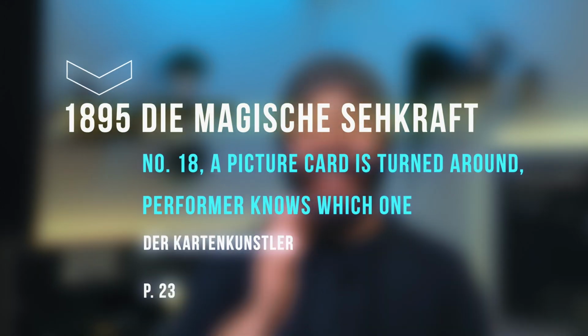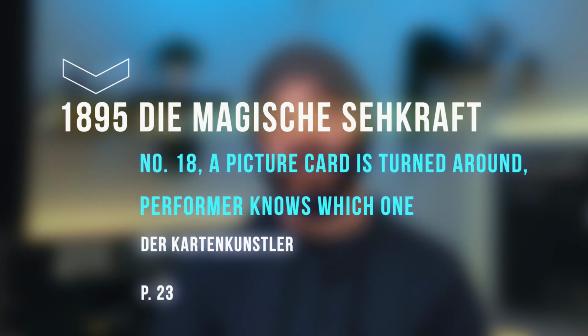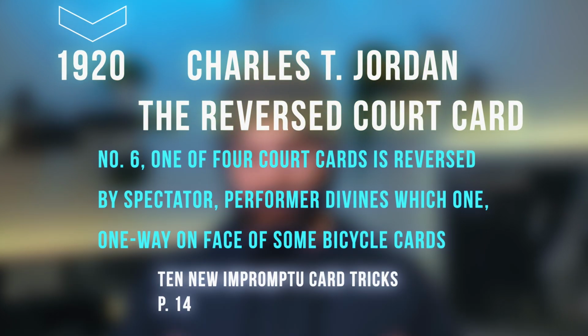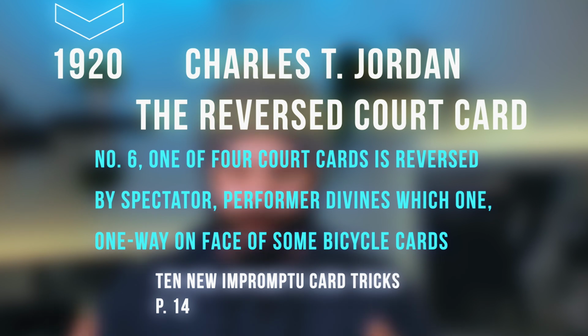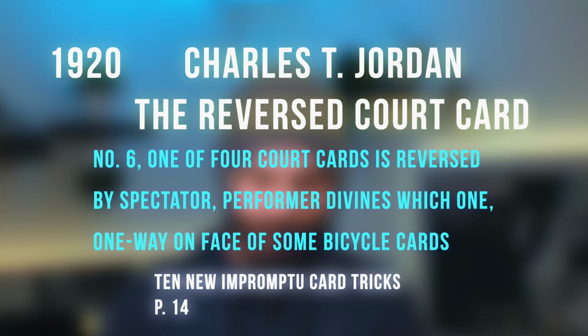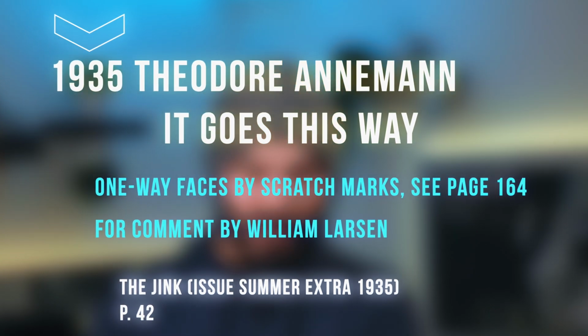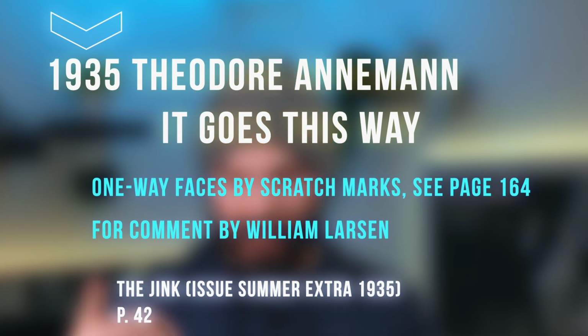I did some research on the one-way markings on the face, and the first publication I found was in 1895. I probably can't pronounce the name, so you can see it on the screen here. Later on in 1920, also Charles T. Jordan, he published the reversed court card, where he was also using that same principle. Then in 1935, Theodore Annemann, in It Goes This Way, used one-way faces by using scratch marks.